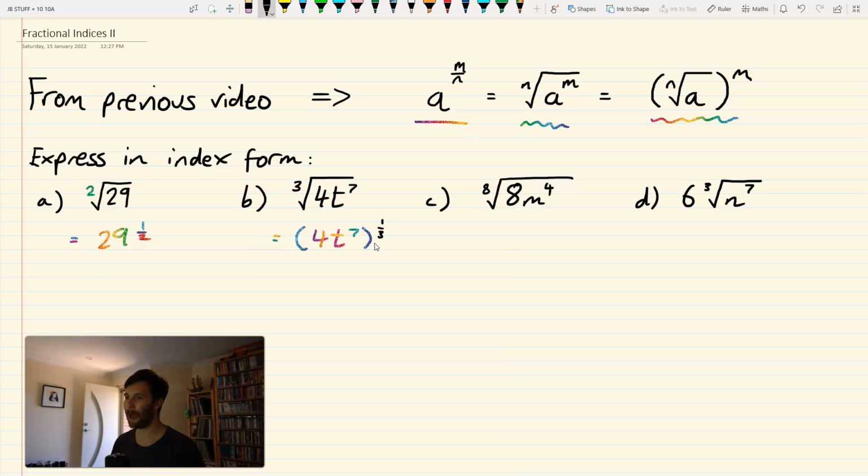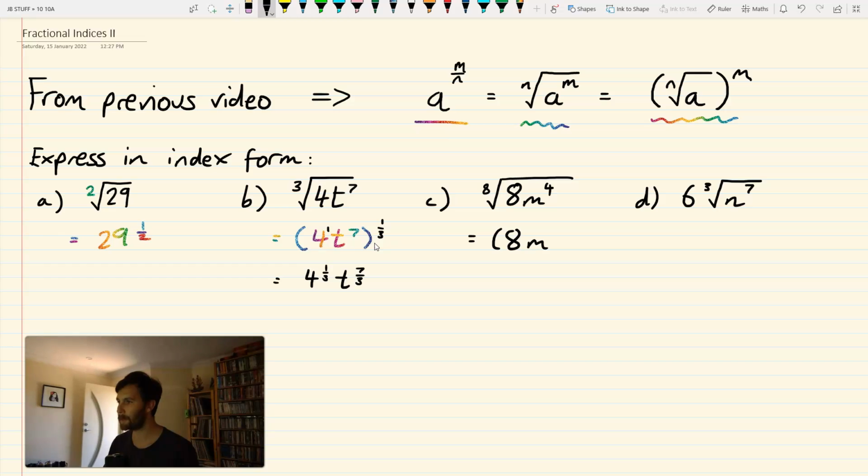So it's all that to the power 1/3. We need to apply that power through the entire bracket. That's going to leave us with 4 to the power 1/3, because really that's a 4 to the power 1, and 1 times 1/3 is just 1/3. And we've got t to the power 7 multiplied by 1/3. That will give us t to the power 7/3. Lovely. We'll apply the same technique to the next one.